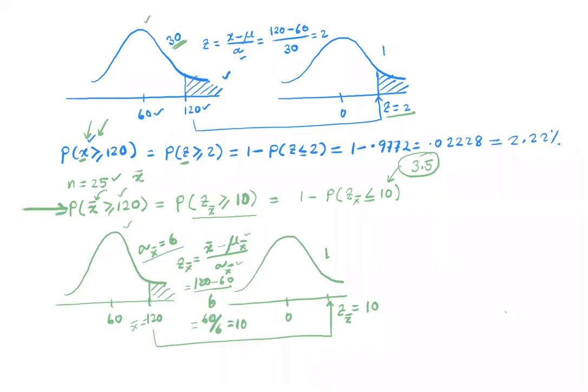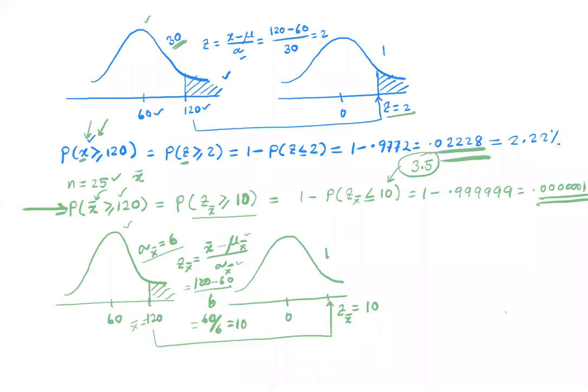So this is going to be 1 minus something like 0.99999, put 5, 6 nines. So that's going to give you 0.000001, with 6 zeros after the decimal. Compare this number and this number.